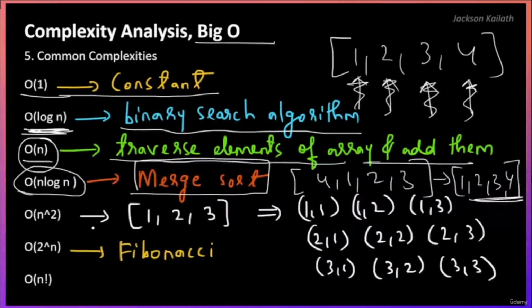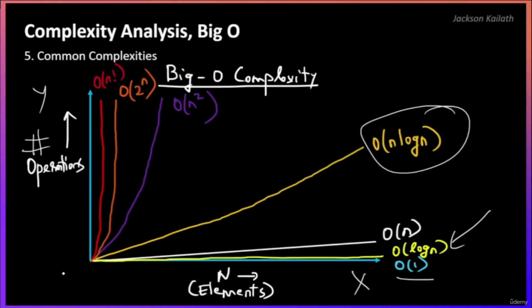Now, another common time complexity can be O of n square. Now, let's say you're given an array and you want to form all the possible pairs. That is 1 and 1, 1 and 2, 1 and 3, 2 and 1, 2 and 2, 2 and 3, 3 and 1, 3 and 2, 3 and 3. So these are all the possible pairs from these elements, right? Now, this type of an algorithm is going to have a time complexity of order n square. Again, you can see on this chart, you have the elements over here and the number of operations. Now, as the input size increases, you can see that the number of operations to be done is increasing rapidly. So this is not a good time complexity.